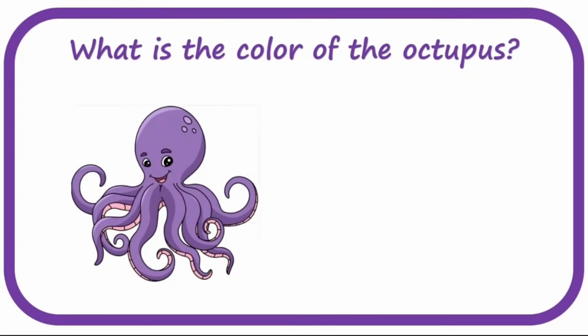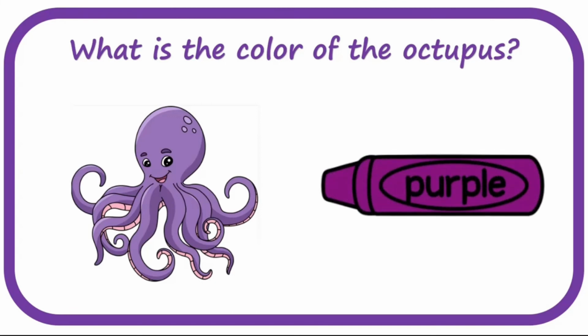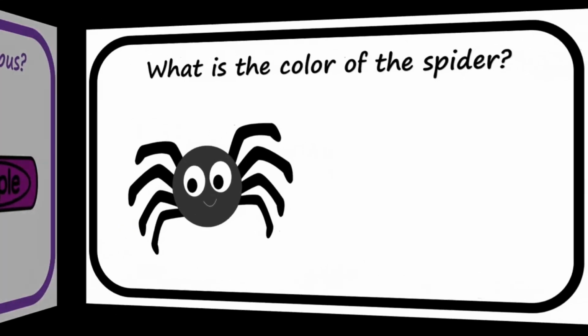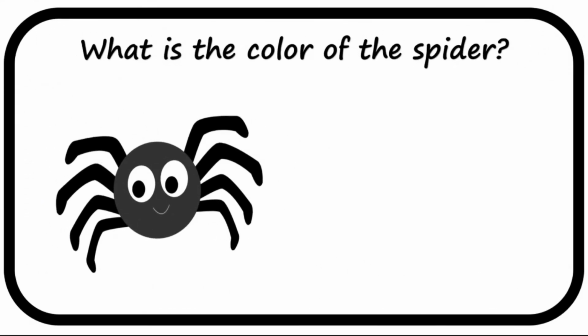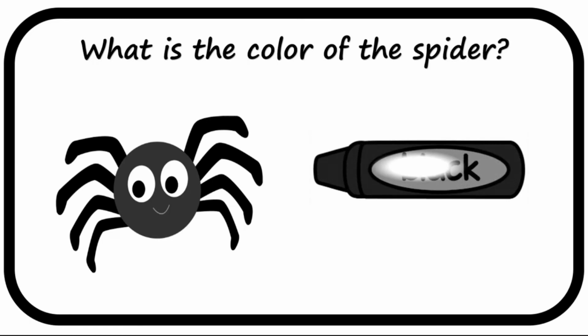What is the color of the octopus? Purple. The octopus is color purple. What is the color of the spider? Black. The color of the spider is black.